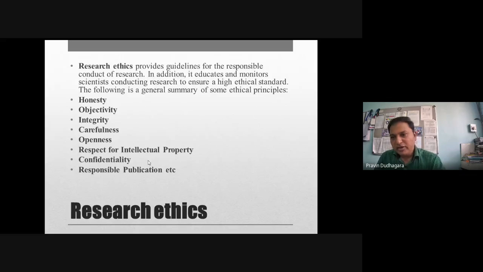So that whole part we are going to discuss. But before that, the following are some of the highlighted terms. It is generally part of the ethical principles, which consider honesty, objectivity, and integrity in research at the college and university level. Carefulness and openness should be there in research or the scientific literature, respect for intellectual property and intellectual property rights, confidentiality, and responsible publication, as well as of the manuscript.